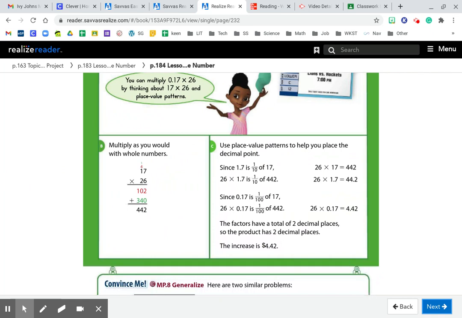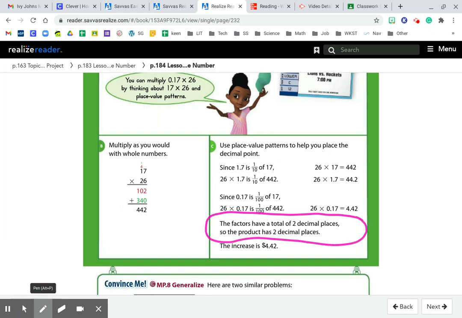Since 1.7 is 1/10 of 17, 26 times 1.7 is 1/10 of 442. Since 0.17 is 1/100th of 17, 26 times 0.17 is 1/100th of 442. And that sounds like a lot of mumbo jumbo, but watch this part down here. That's what I've been talking to you about.